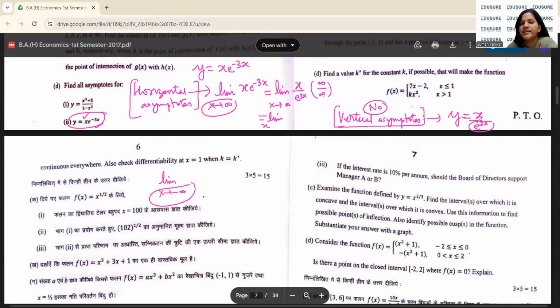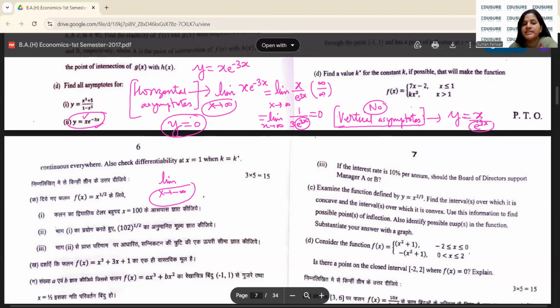So this is limit x tending to infinity, derivative of x is 1, derivative of e power 3x is 3 e power 3x. So now as x goes to infinity, the denominator goes to infinity because e is a positive number and e power 3x will explode as x goes to infinity. So this is going to be 0. So therefore, one of the horizontal asymptotes is y equals to 0.